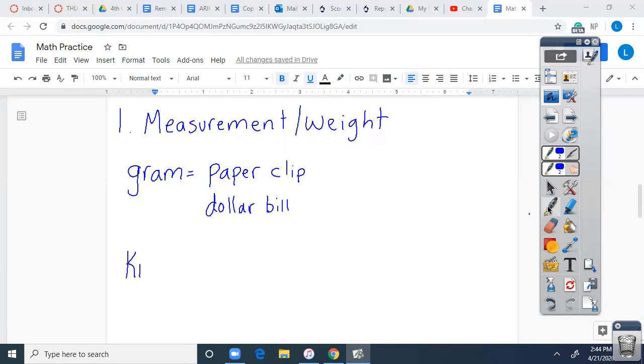A kilogram is 1,000 grams. So it weighs about the weight of a pineapple. I don't know how to spell pineapple. It's not like that. Pineapple. It's also like a cantaloupe or a small watermelon, not a big watermelon. So I would say probably a cantaloupe or a pineapple is the best description for a kilogram.